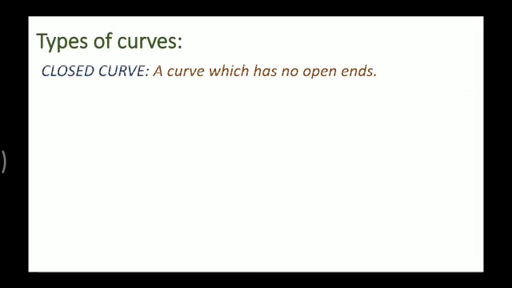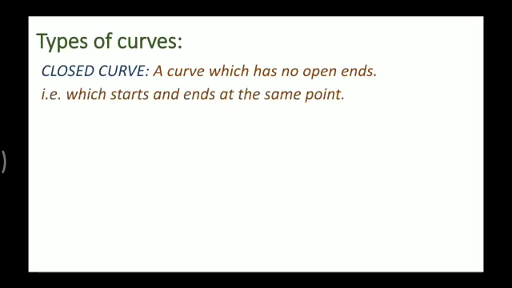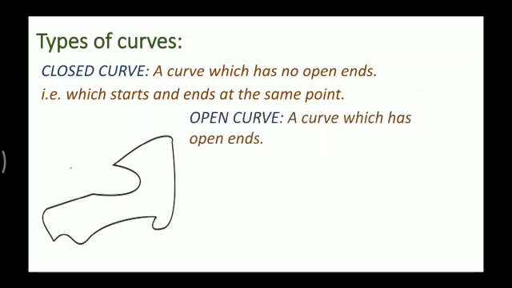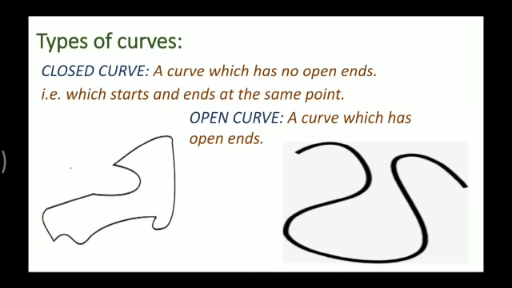The first one is a closed curve. A curve which has no open ends, which means it starts and ends at the same point. For example, you have this curve. The next curve is an open curve. A curve which has open ends is called an open curve. So this is an example of an open curve.